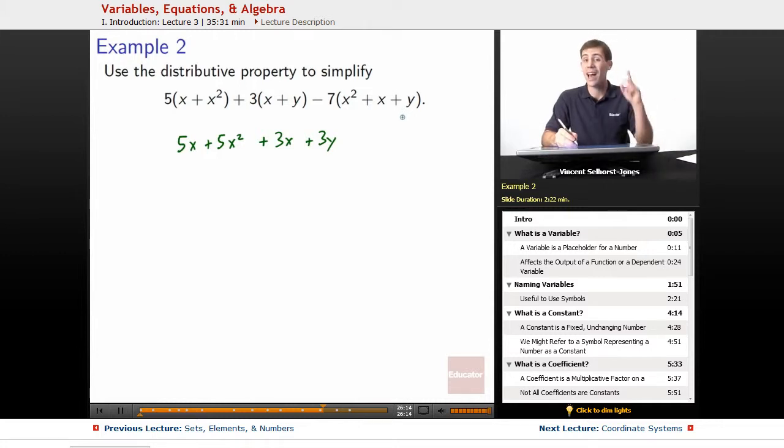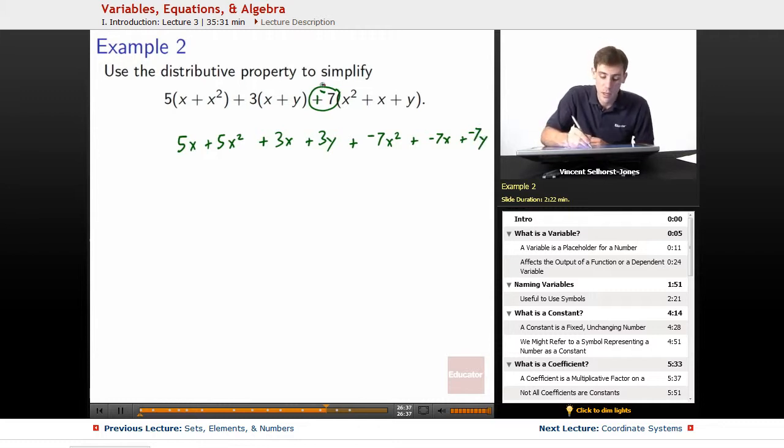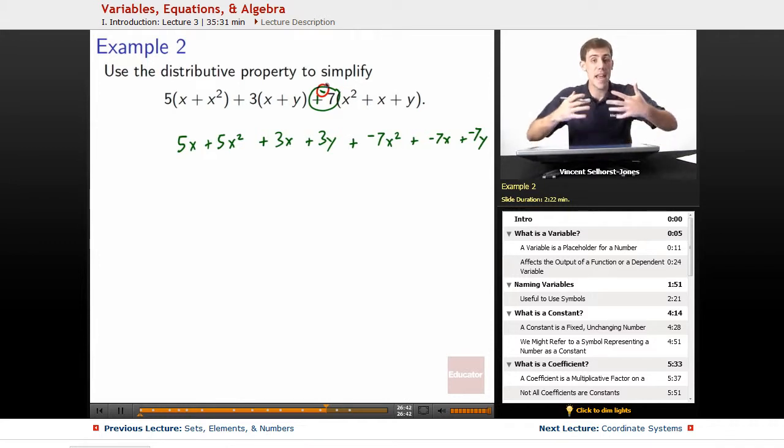Minus 7, here's something we have to be careful about. It's not just going to be minus 7x squared, but minus 7 is the entire thing, right? So it's that minus 7 that gets distributed. So it's easier to see this as plus and then a negative 7. So plus negative 7, so negative 7x squared, plus negative 7x plus negative 7y. We have to make sure we distribute that negative as well. We see a minus, but it means that the negativeness has to be distributed to everything inside of there.